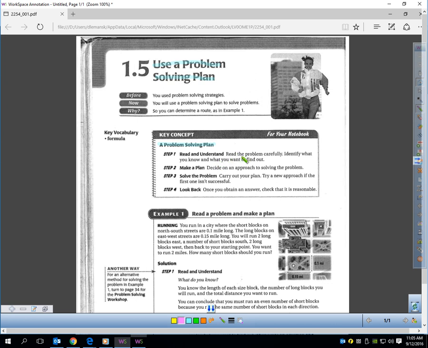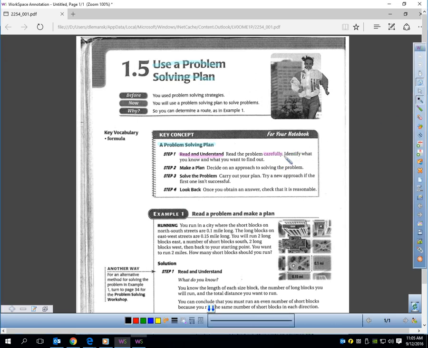I don't know if you have to write every single word here, but the first step: read and understand the problem. You got to read the problem carefully. You got to identify what do you know and what are you trying to find out.